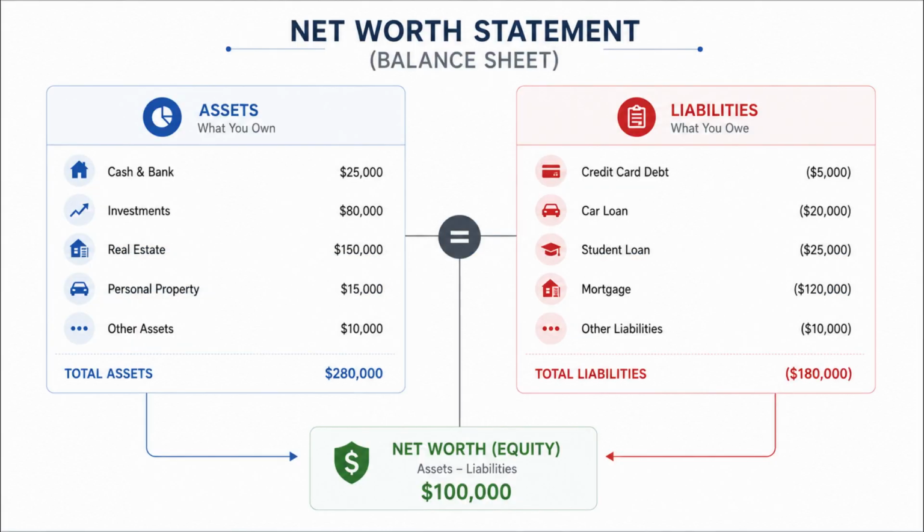Lastly, we have the net worth statement, otherwise known as the balance sheet. This shows what you own, what you owe, and your resulting equity. Ultimately, this document answers the question, where do I financially stand right now?